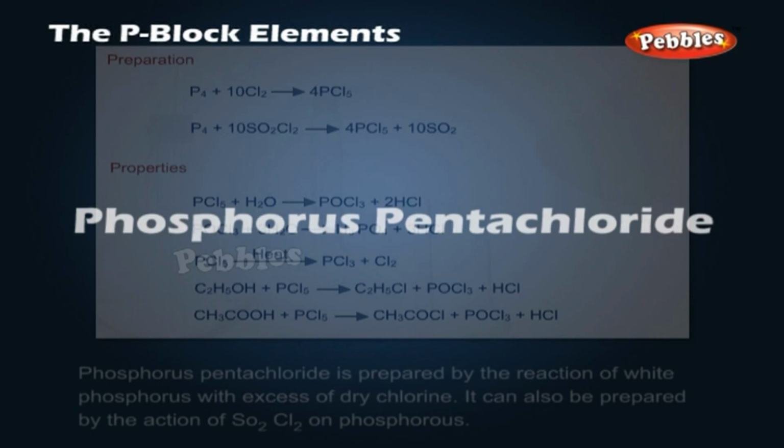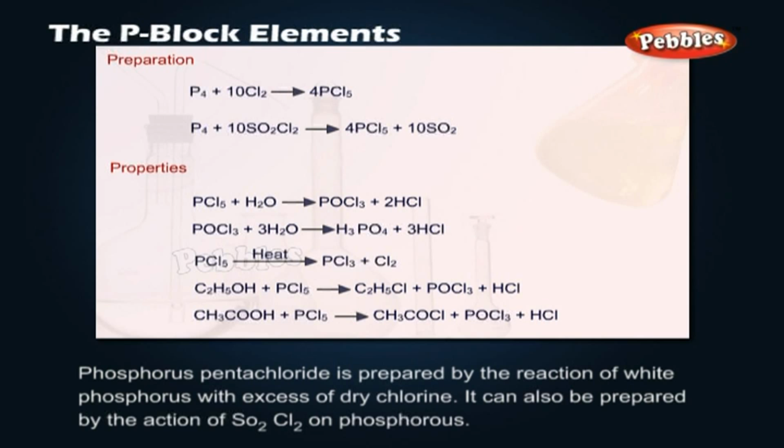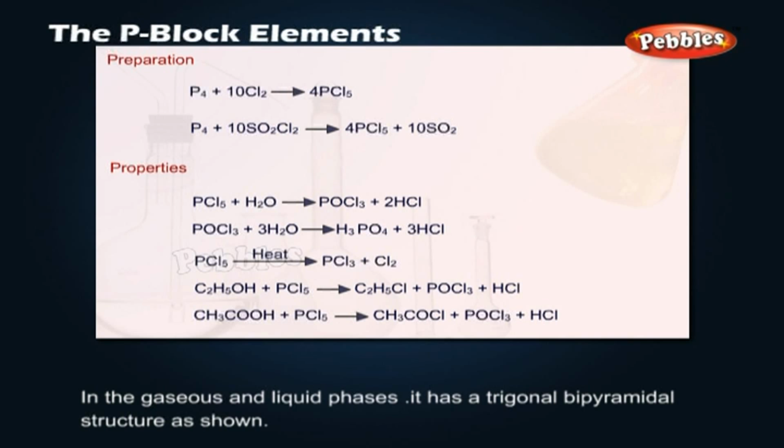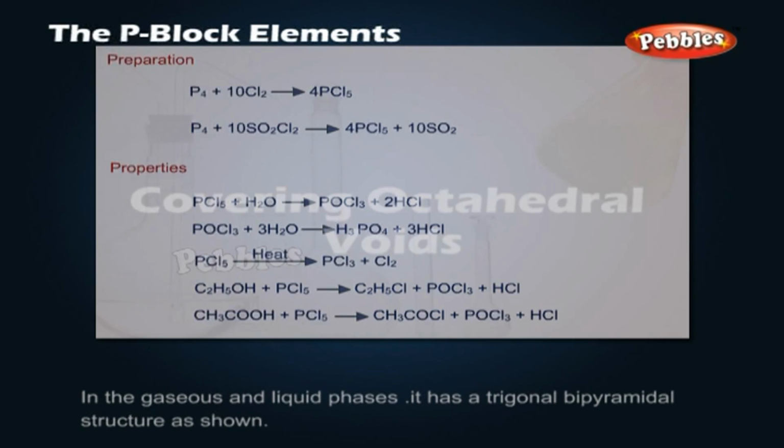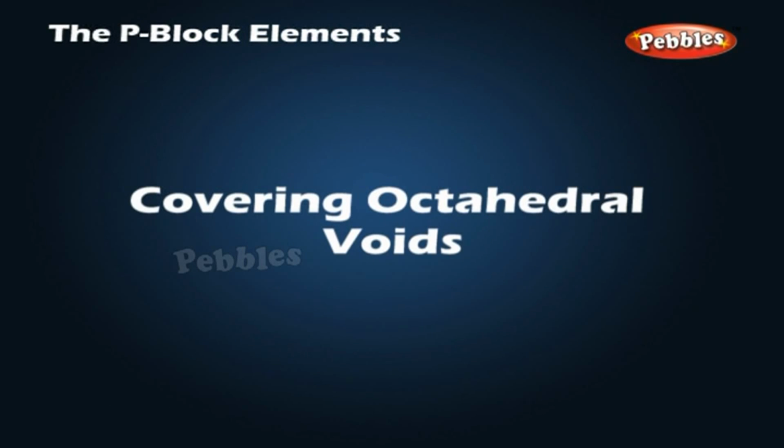Phosphorus pentachloride. Phosphorus pentachloride is prepared by the reaction of white phosphorus with excess of dry chlorine. It can also be prepared by the action of SO2Cl2 on phosphorus. In the gaseous and liquid phases, it has a trigonal bipyramidal structure as shown.